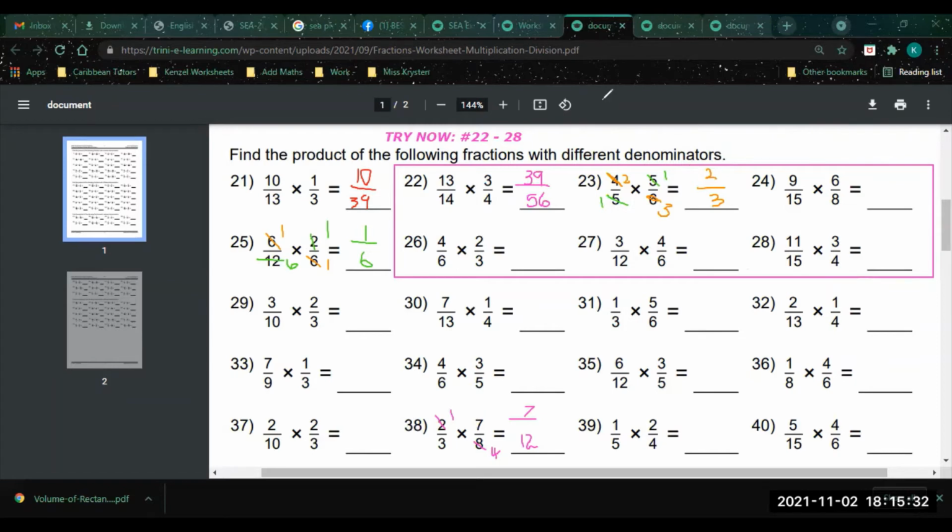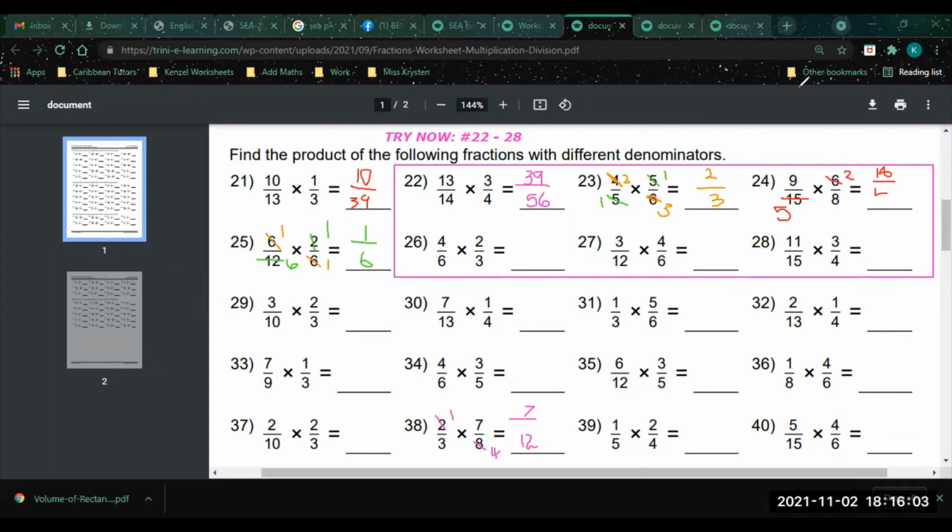So number 24, 9 and 8, they have nothing in common. 6 and 15, the only thing in common there is 3. So 3 into 6 is 2, and 3 into 15 is 5. So when you multiply the top with the top, 9 by 2 is 18. Sometimes my neighbor yells like that. 5 by 8 is 40.